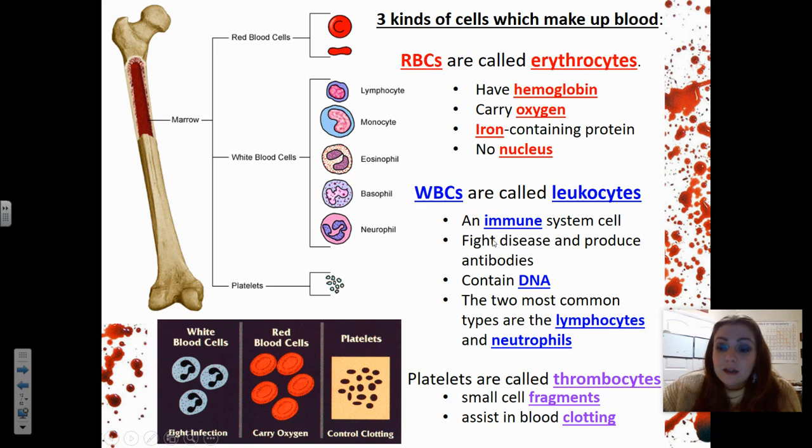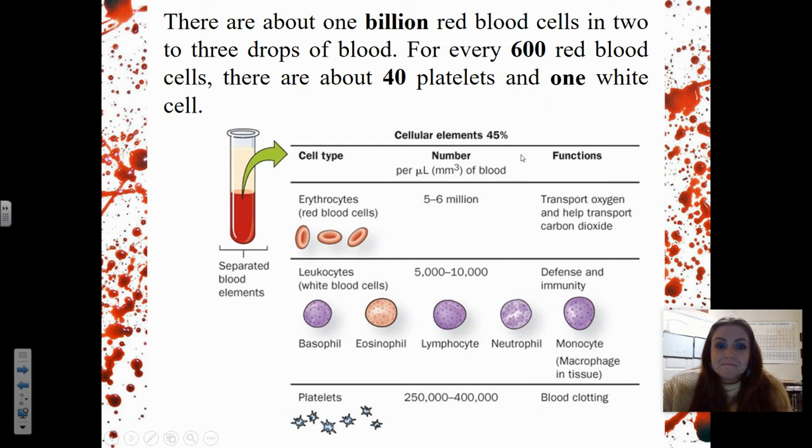If you're ever sick, you have more white blood cells in your bloodstream because you're fighting off a virus. So your body creates more white blood cells to fight off the virus. But normally, we have less than 1% of white blood cells and platelets, and the rest of it is all red blood cells. So when you think about that little tiny bit, there are about 1 billion red blood cells in 2 to 3 drops of blood. For every 600 red blood cells, there are about 40 platelets and 1 white blood cell. 600 red blood cells, 1 white blood cell. And the 1 white blood cell is the only thing that contains DNA.